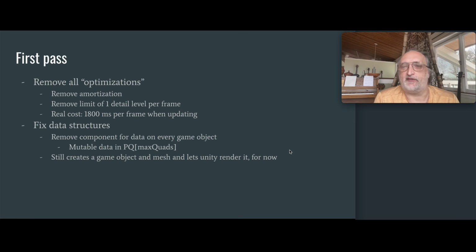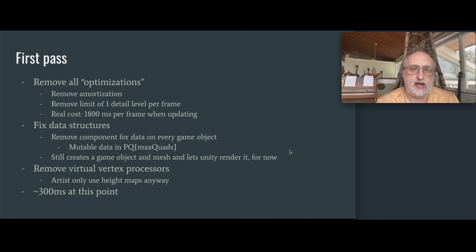The first thing I did was fix the data structures. And again, this is exactly what we did in the monster example. So I got rid of the components on every game object. I still had game objects to hold the meshes and get rendered at this point. But I moved all the mutable data into a structure that was allocated at a max number of quads in a nice linear array. It might have been a class instead of a structure. I'm not going to get into the difference there and why sometimes one is fine and not the other. But I basically took it off all the components and made sure I had it in nice linear memory to access. And I'd still create the game object mesh for now.